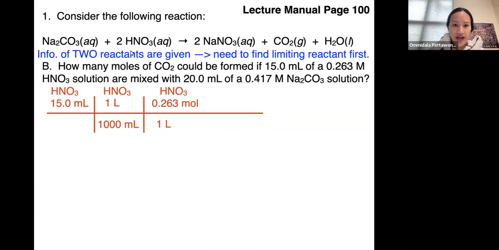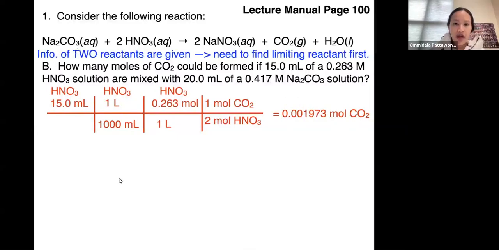If you stop right here, this is mole of nitric acid. But I don't want to know mole of nitric acid. I want to know mole of carbon dioxide, which is the product. So we will need to convert by using the mole ratio. Every 2 moles of nitric acid will produce 1 mole of carbon dioxide. So in this case, the ratio would be 1 to 2. Cancel all the units and you are left with the unit of mole of carbon dioxide. That means if you have this volume with this concentration of nitric acid, this is how much CO2 can be made. I'm going to do the same thing with the other reactant, which is sodium carbonate.